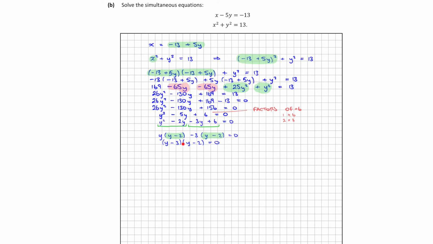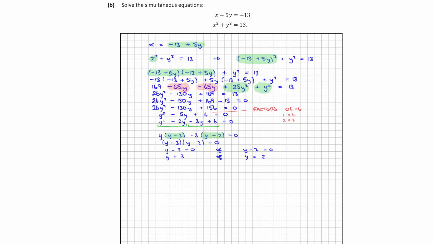And you can see there that's the opposite to expanding. If I was going to expand this, I'd say y multiplied by y minus 2 minus 3 multiplied by y minus 2. So I should be able to do that if I'm able to expand brackets. So from that I know that y minus 3 is equal to 0, or y minus 2 is equal to 0. So that tells me that y must be equal to 3, or y must be equal to 2. So I now have my 2 y values.